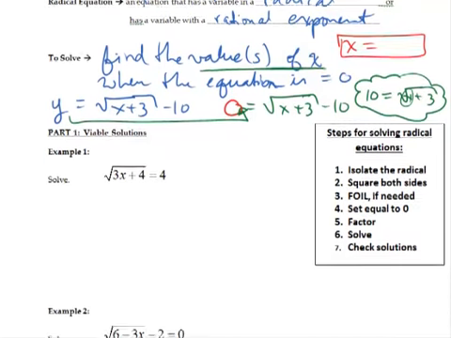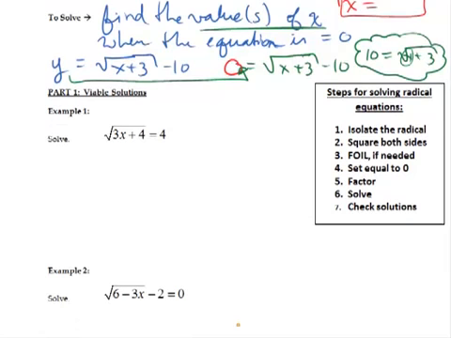So here are our steps for solving radical equations. First thing that you need to do, this is important, isolate the radical. Okay, this first one is already set up for us. The radical is by itself, but look at example 2. It is not. We have to move this guy out of the way before we can work on example 2.